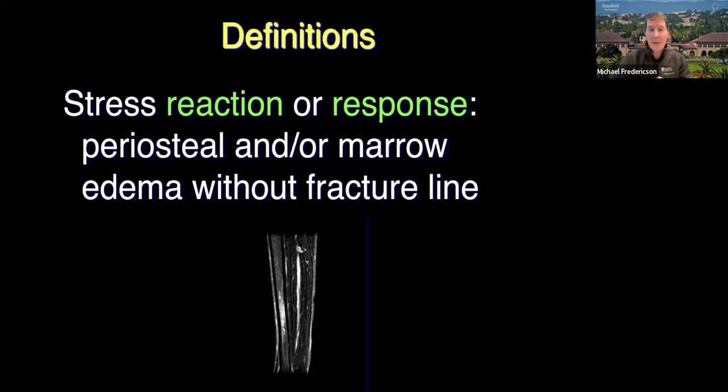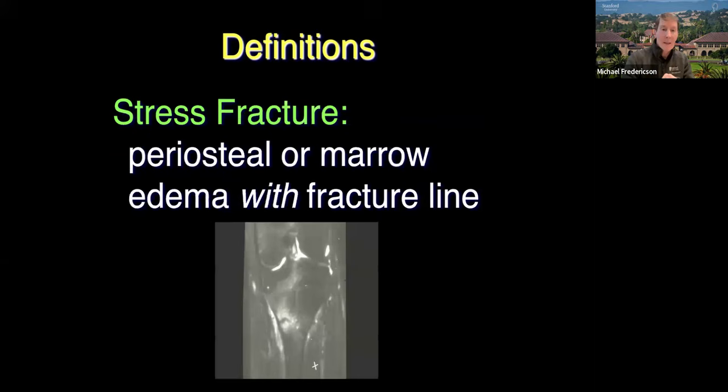And we define a stress reaction or a stress response with periosteal and/or marrow edema, but there's no fracture line at this point. A stress fracture is obviously, now you start to see an actual break in the cortex, but you still will continue to see, in most cases, this periosteal edema as well as the marrow edema, in addition to the fracture line. That's why, to me, it's pretty clear that this is a continuum of injury.